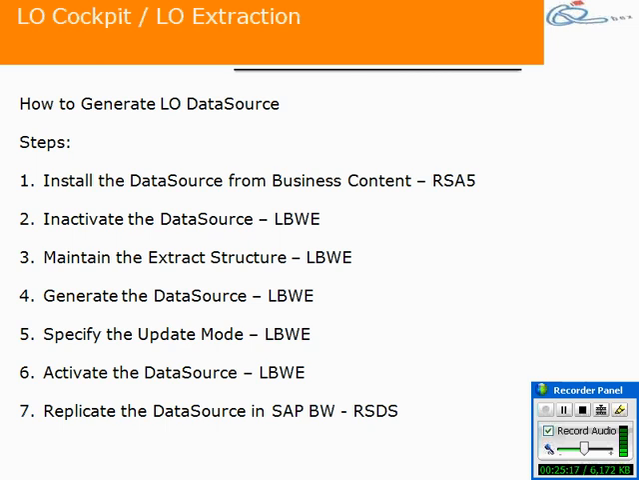It's logical. SAP created the extract structure, created a function module, and based on those two created a data source and gave it to you. What you are doing is you're not happy with the fields in the extract structure and you're adding more fields to it. And when you add more fields, I must reflect these changes to my data source. And to do that, I need to regenerate my data source. That's why we refer to it as how to generate LO data source.